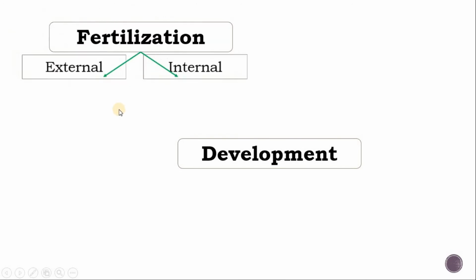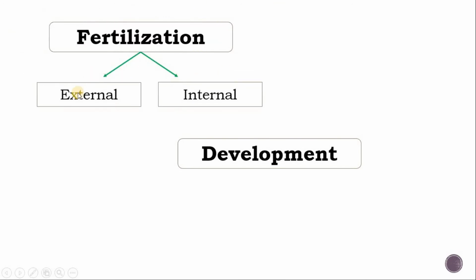Now on which basis do fertilization and development occur? In animals there are two types of fertilization: external as well as internal fertilization. If the fertilization is outside of the body, into the water or another medium outside of the parental body, it is known as external fertilization. And if the fertilization is inside the parent body, inside the female's body, it is known as internal fertilization.